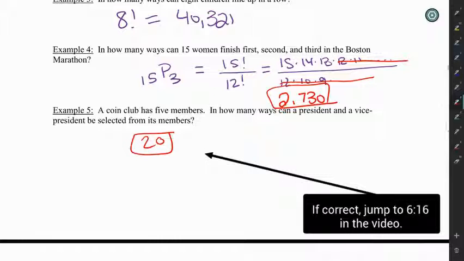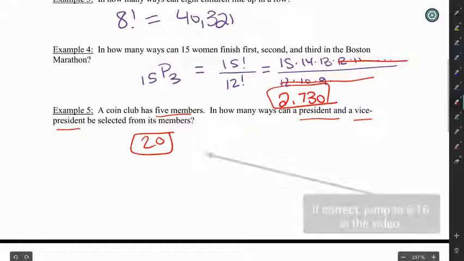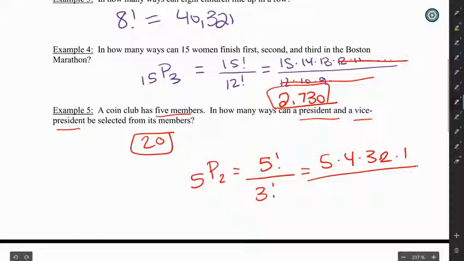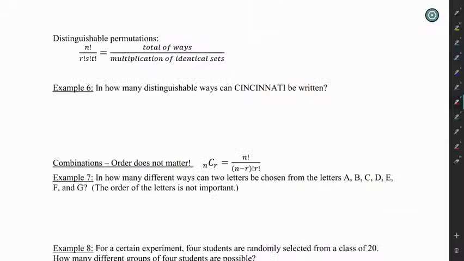We want to know, a coin club has 5 members, and how many ways can a president and vice president be selected? So out of the 5 members, we're selecting 2 people for jobs. So it'd be 5 factorial over 3 factorial, which would be 5 times 4 times 3 times 2 times 1 over 3 times 2 times 1. These cancel, so our answer is 20.